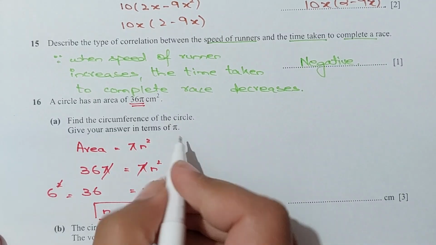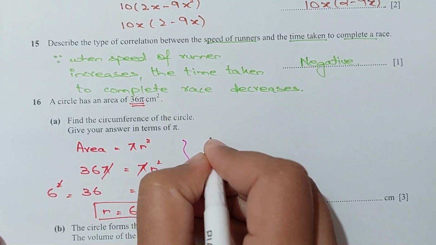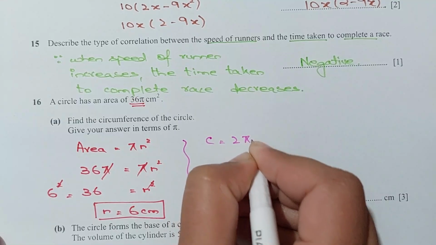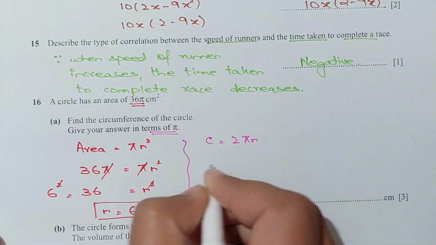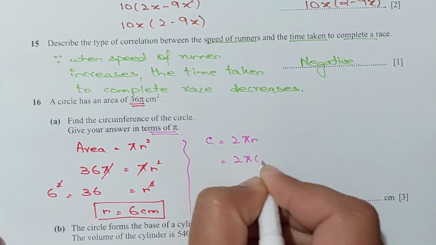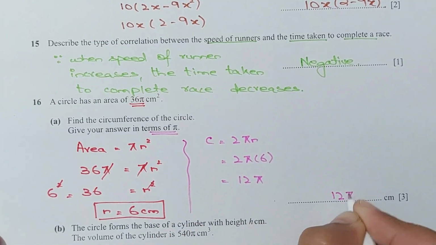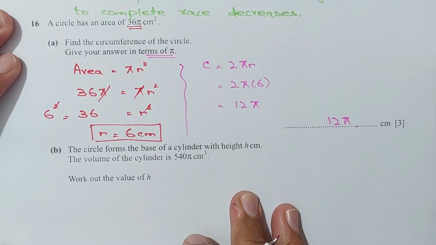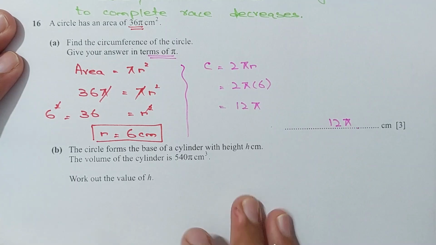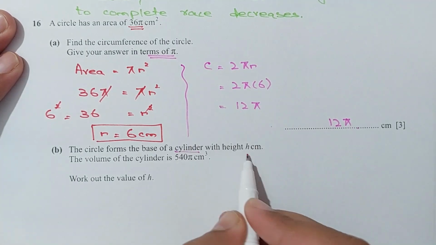All right. Now we have to find the circumference of a circle. Circumference of a circle is 2 pi r. We have to keep the answer in terms of pi. 2 pi and the radius is 6. So this would equal 12 pi. Pretty simple. Part B. The circle forms the base of a cylinder with a height h.